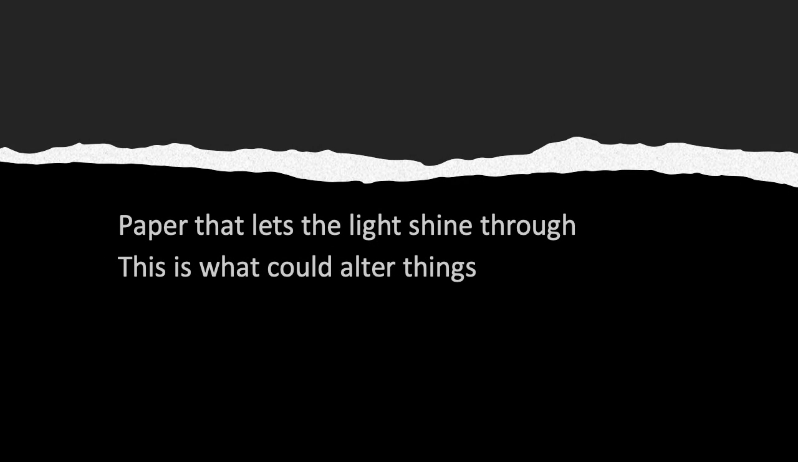Last lesson we had a look at the first two lines of the poem, and I asked you to think about how paper equals power. Because, as we talked about, this opening presents us with a paradox. It's a statement that can't really make sense, but it kind of does. The poet tells us, paper that lets the light shine through, this is what could alter things. So paper that is flimsy, that is translucent, that lets light shine through it, could change things. That was the complex idea, the paradox that we were trying to get to the bottom of last lesson.